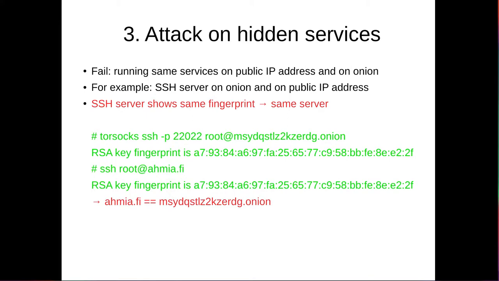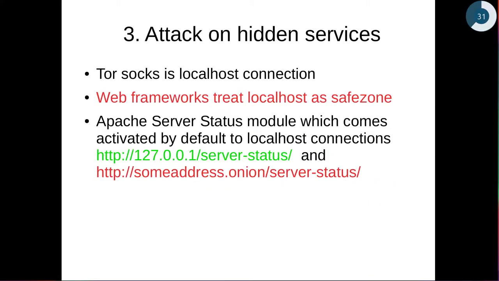And it's pretty easy to scan this information from online sources. For instance, you could first scan every single .onion address and look if there are SSH servers, and after that look up the information from Shodan or something like that and find these pieces of information. So it's easy to make this mistake. This is something that is sometimes hard to detect.